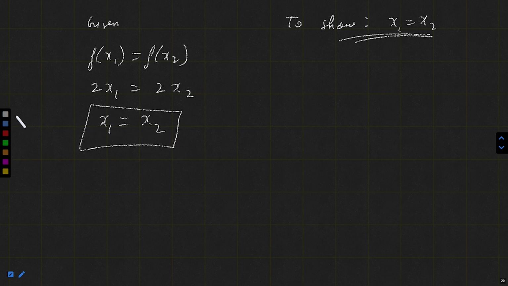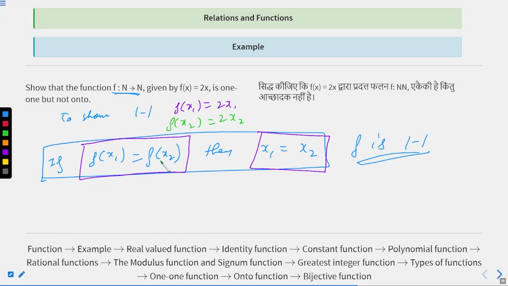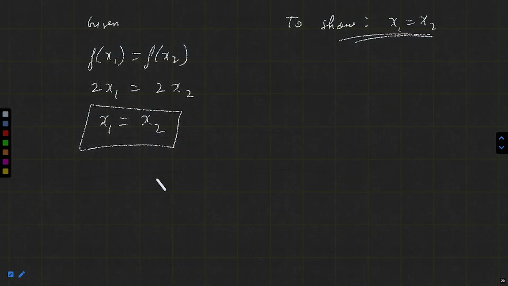So this means pick any x1 and x2, you will end up with x1 is equal to x2. So if f(x1) is equal to f(x2), then x1 is equal to x2. This implies our function is 1-1. As we were already given that it is 1-1, now we proved it. Okay, now it is not onto. What do we mean by not onto?